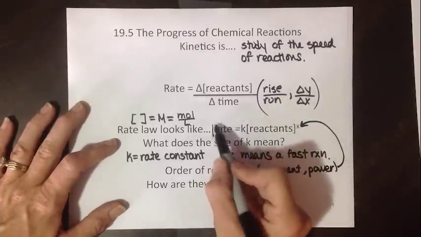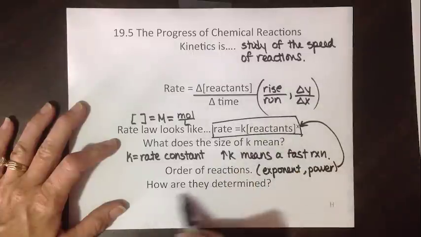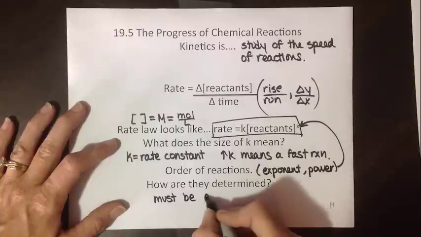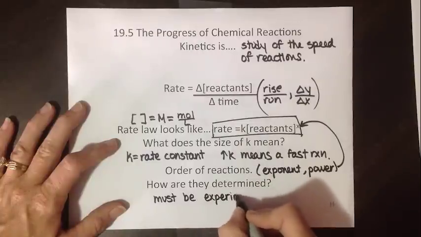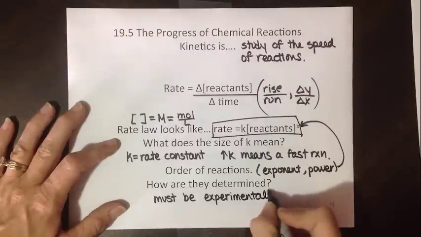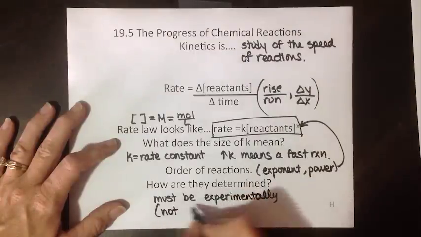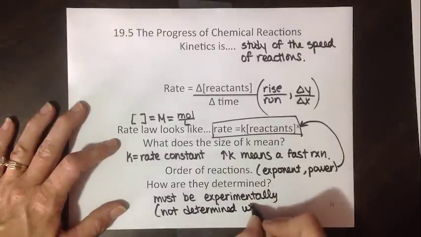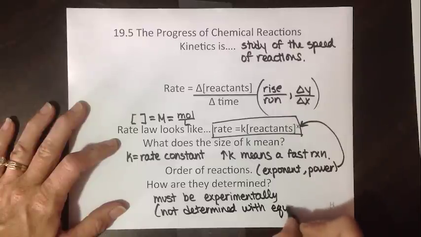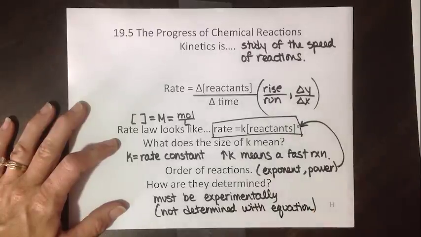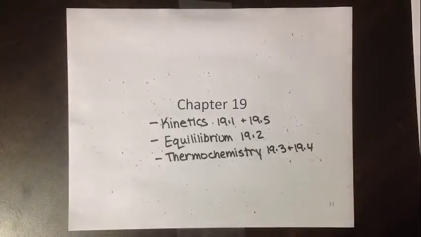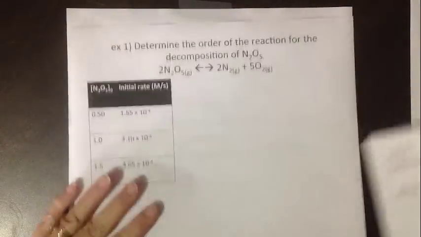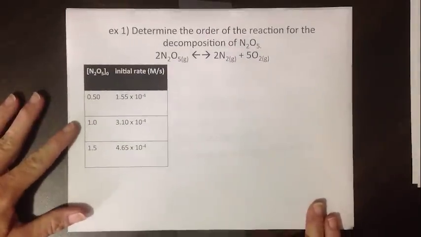If I want to write a rate law, how are they determined? They must be experimentally determined, not determined with the balanced equation. So then let's look at some experiments. I think everything I just spoke about will make more sense once you actually see something. So, example 1. Let's go through one.